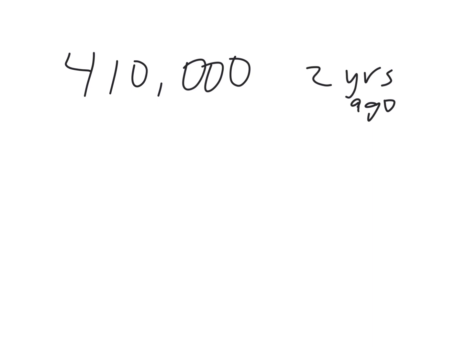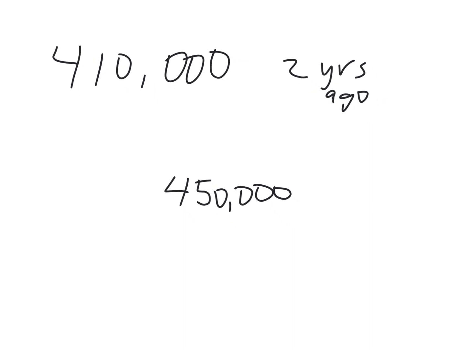Current value, $450,000. If that's the scenario, what was the rate of growth in the value of her house? The real world is much more complicated because during that time she made some improvements to the windows and that cost her some money, and there's a lot of things in the real world that make this complicated, but our equation would start with 410.